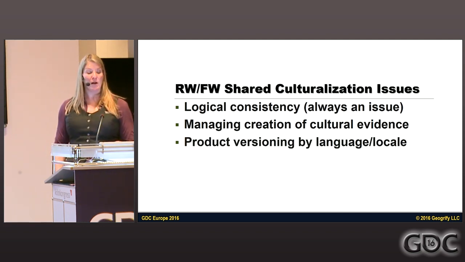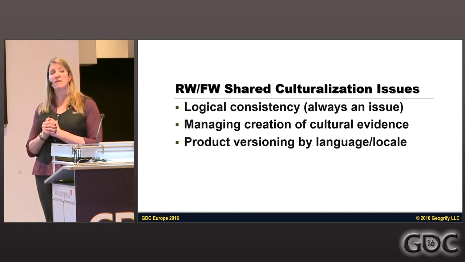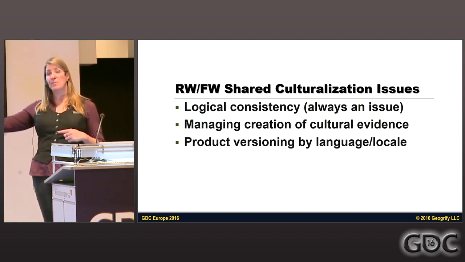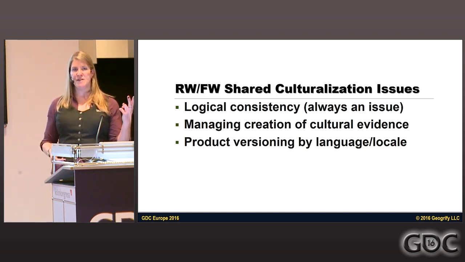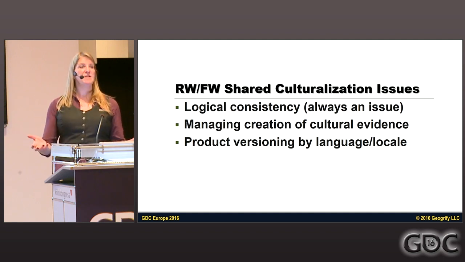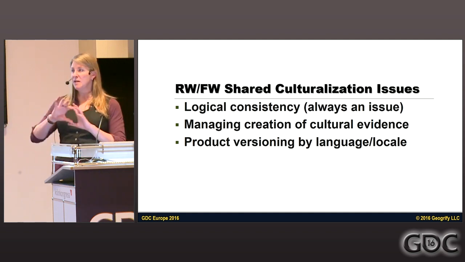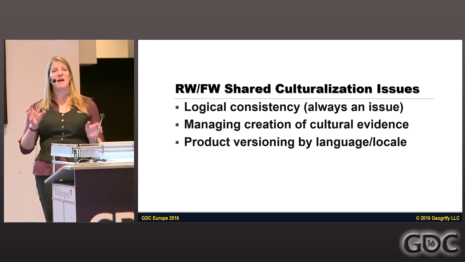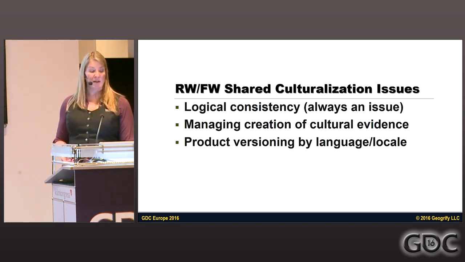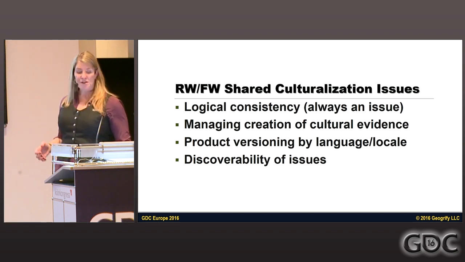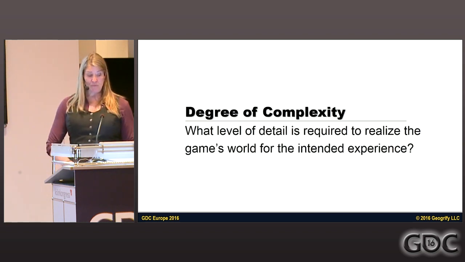Now, product versioning by language and locale is also very important. So the Age of Empires example I gave you about Korea, by having to make that fix, you now have two versions of the game. You've got the world version and you've got the Korean version. And so now you have to manage all of these versions, like these different perceptions of your content, so that's something that gets really complicated very quickly. And then, of course, the discoverability of issues, which I already mentioned.